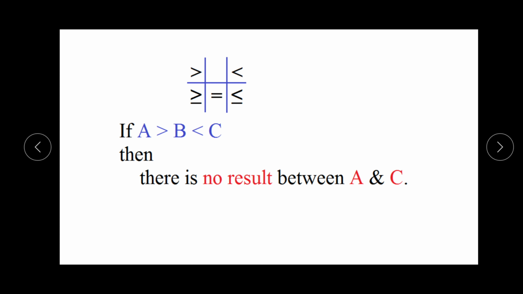It means we cannot reach a resultant here. Between a and c there is no conclusion, no result, when opposite signs of inequalities are used.